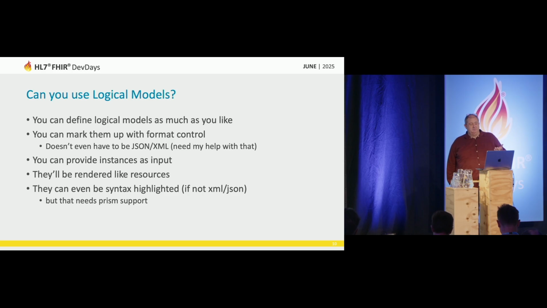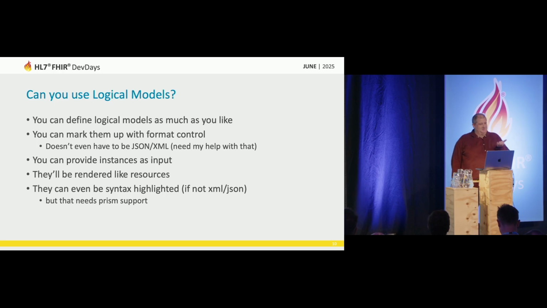And then given that, you can provide instances as input either to the validator or the publisher. That is pretty straightforward, and lots of people are doing that. They'll be rendered like resources, treated like resources, and they can even be syntax highlighted. But for that, you need to work with Prism, which is the library that we use for syntax highlighting in IG publishers. So you are not constrained to FHIR, and I haven't yet seen a FHIR implementation guide that has nothing to do with FHIR, but it can't be long before I see one, right?